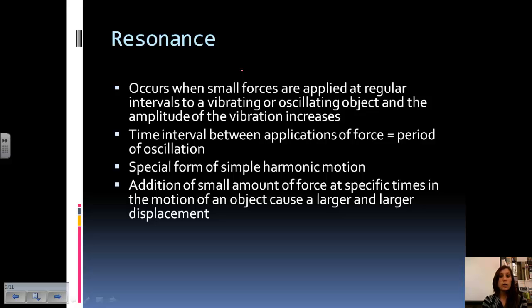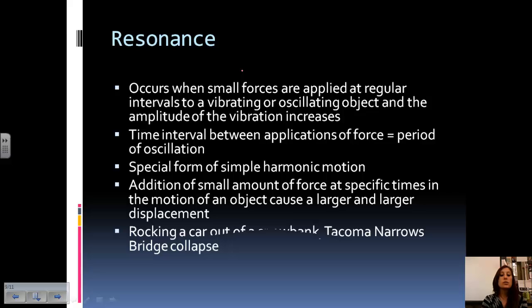Those additions of small amounts of force at specific times in the motion of the object can cause larger and larger displacement. That's why it's a form of simple harmonic motion, because we don't have the same repetition, but we have that same idea. We're just applying these forces and causing that displacement to become bigger and bigger over time. An example of this would be rocking a car out of a snowbank. You have to start, and as you keep applying the force at a very specific time, you can cause larger and larger displacement and get out of the snowbank.